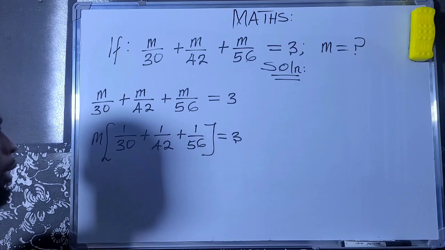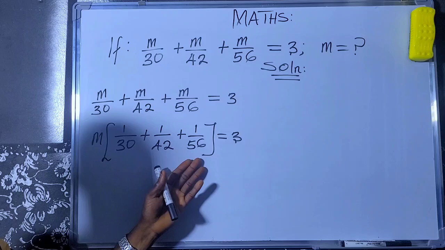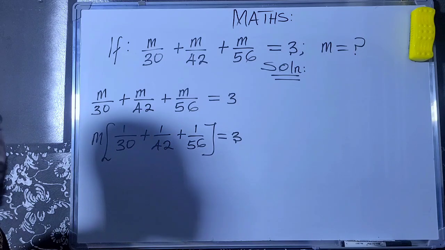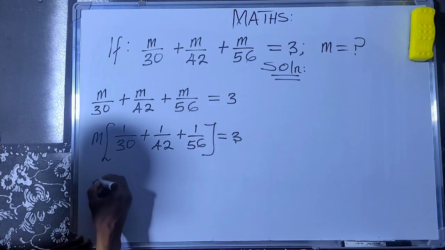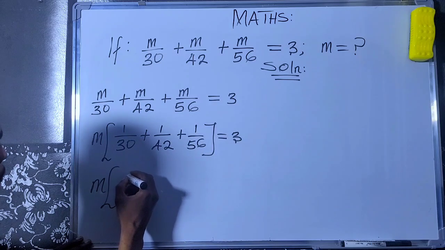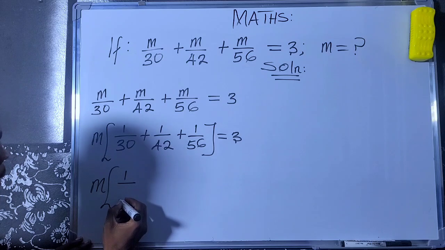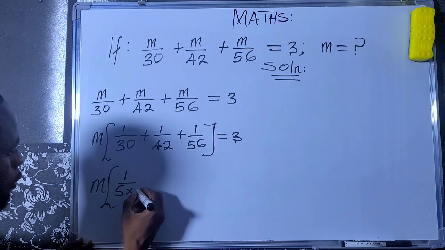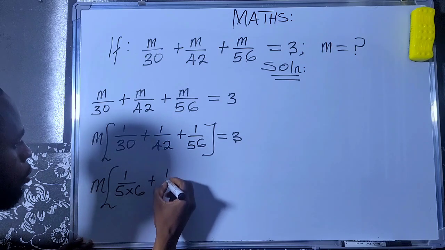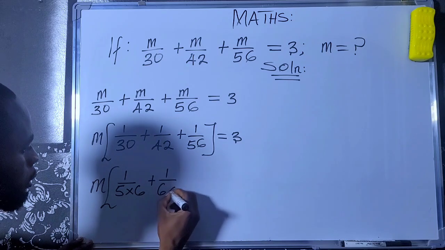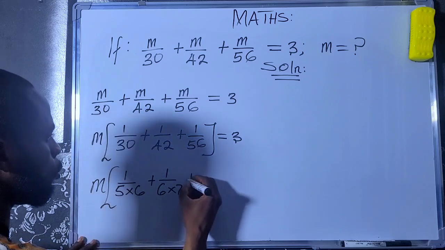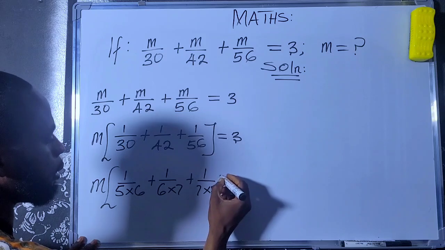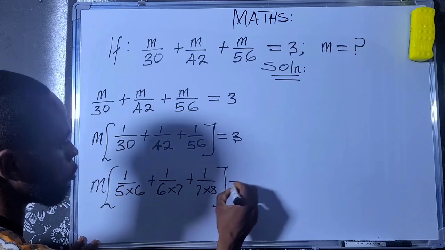it will make the equation look so complicated. Then as such, I'm going to develop a pattern here by expressing each of these numbers by its multiples. Then we have that m into 1 divided by 30 can also be expressed as 1 divided by 5 times 6 plus 1 divided by 6 times 7 gives us 42 plus 1 divided by 7 multiplied by 8. That gives us 56 equals 3.